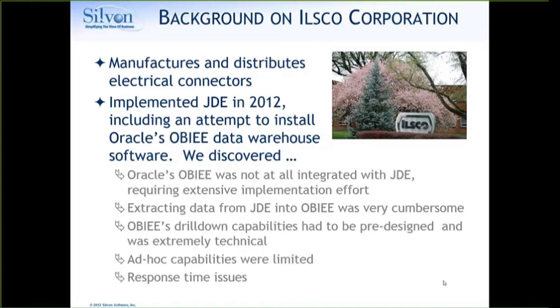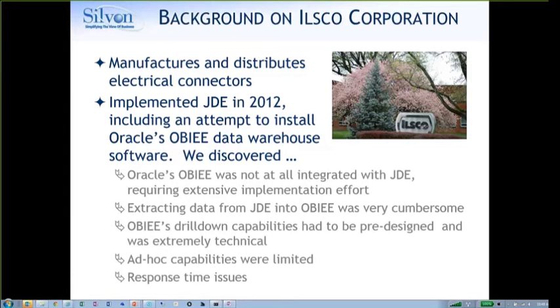OBIEE did not have the drill down capabilities that we thought it had. It looked real good in the demos, but when you really got into it, you realized that they basically had to be pre-designed, and the ad hoc drill down capabilities were extremely cumbersome and basically not user-friendly at all, and we were running into severe response time issues. So probably about a year into the JDE implementation, we said we're done with OBIEE. We threw it out and started looking at alternatives.